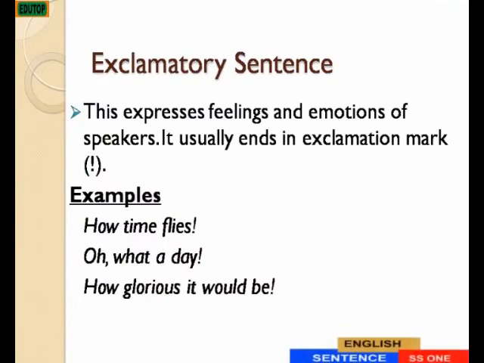Exclamatory sentence. The exclamatory sentence expresses feelings and emotions of speakers, and it usually ends in an exclamation mark. Examples: how time flies. Oh, what a day. How glorious it will be.